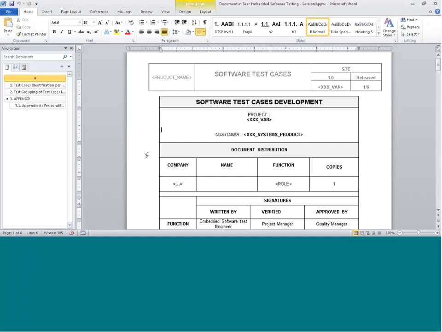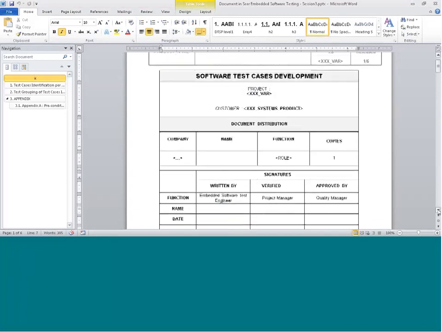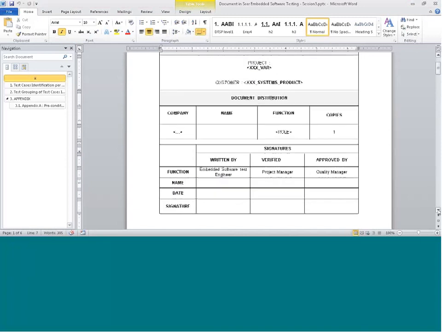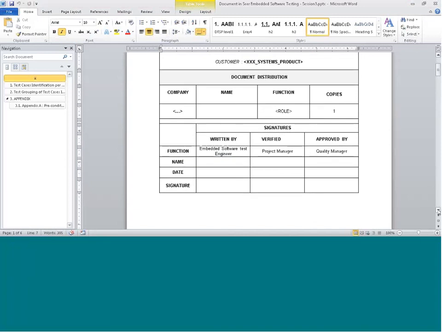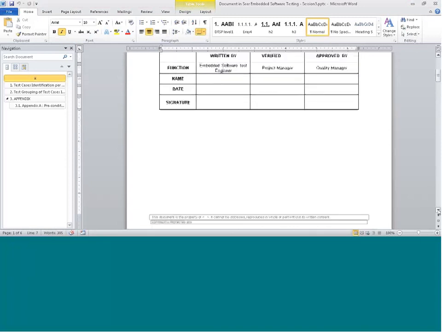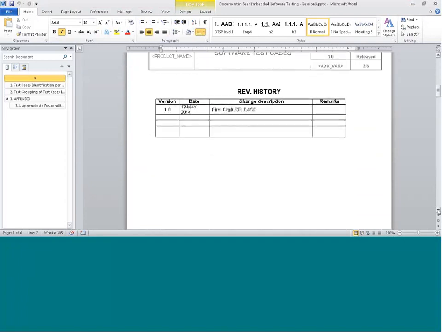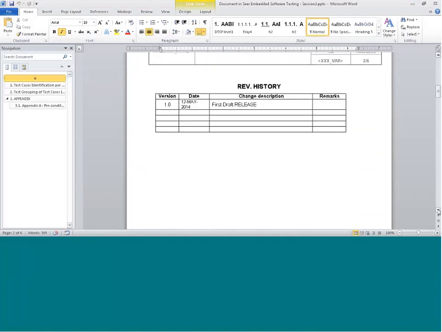So the template I have used is similar in terms of the structure, how the template looks. Same as a test plan, we will have a correct name. We can identify our own name. The software test cases will be identified as part of the test specification. It's same as the earlier one, where we have various stakeholders identified in the first page. Then we will have a revision history field.